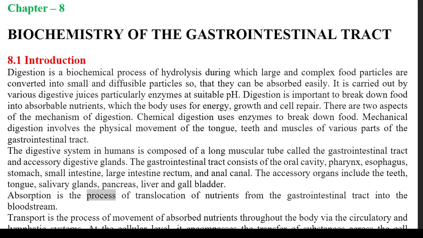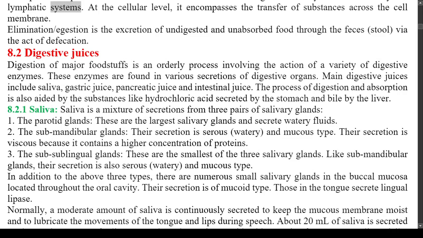Absorption is the process of translocation of nutrients from the gastrointestinal tract into the bloodstream. Transport is the process of movement of absorbed nutrients throughout the body via the circulatory and lymphatic systems. At the cellular level, it encompasses the transfer of substances across the cell membrane. Elimination/egestion is the excretion of undigested and unabsorbed food through the feces, stool, via the act of defecation.